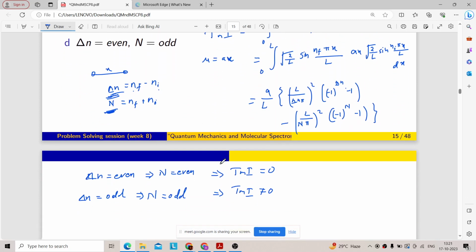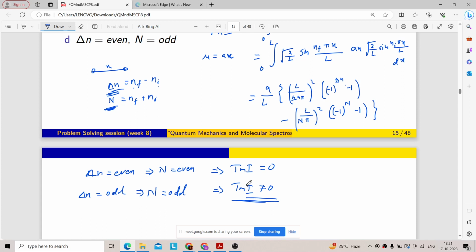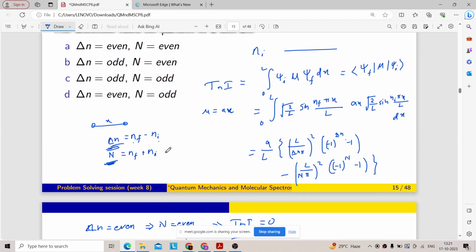Right. So what do we want? We want the transition moment integral to be non-zero, so that the transition could occur. This is known as the selection rule. The transition moment integral should be non-zero to make a transition. If it is 0, then there won't be any transition. So the selection rule gives the case where this transition moment integral is non-zero. This is the condition for that: delta n should be odd and capital N should be odd. So C is the right answer.